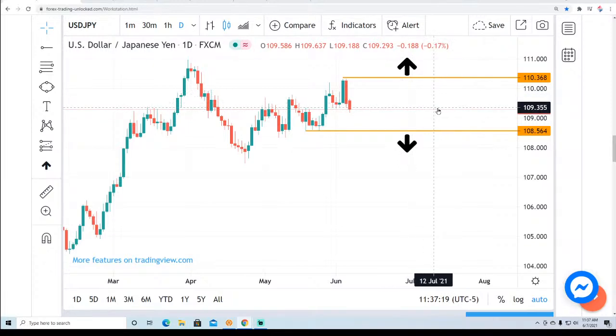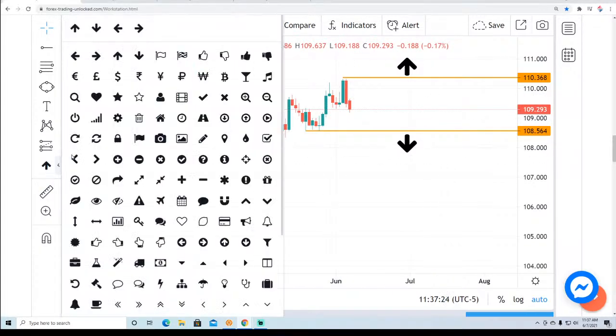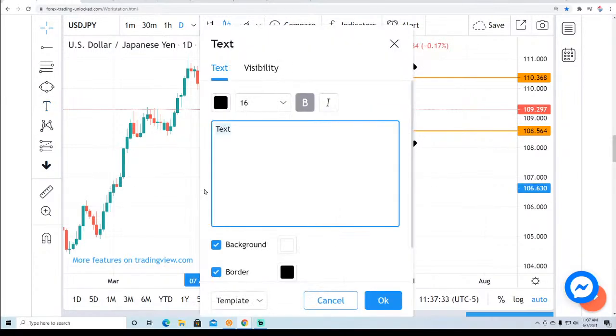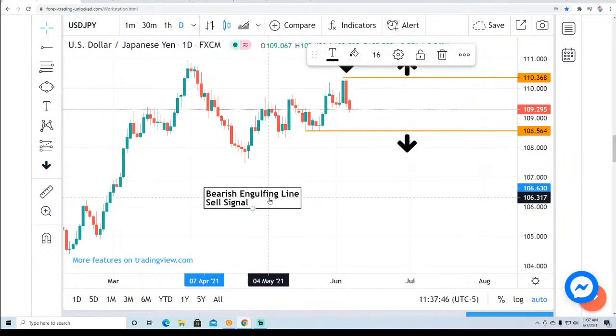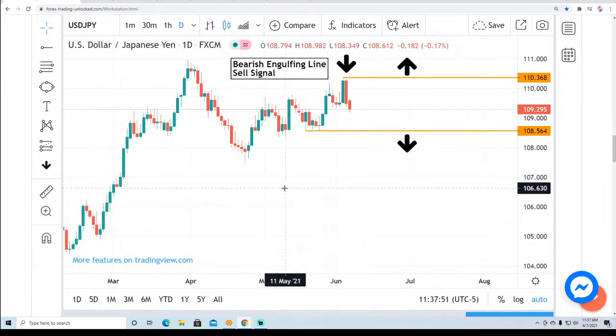Now, as far as do we have a signal? Well, believe it or not, we actually do. It's a counter trend signal. It would be Friday. Friday was a bearish engulfing line sell signal. That is a high probable Japanese candlestick pattern. So let me write this down for you so you've got it. It's a bearish engulfing line sell signal. All right, so that would be what occurred on Friday right here.